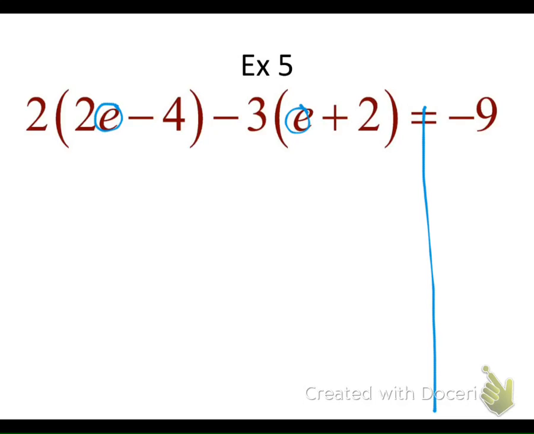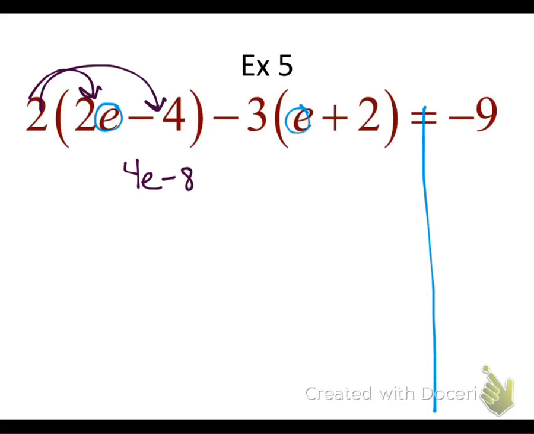When you simplify your equation, the first thing you ask yourself is, can you distribute? Which we already know, yes we can. So we're going to start distributing, working our way from left to right. So my first part I'm going to distribute is my 2 times 2e, which would equal, what, Darius? 2 times 2e. 4e. And then I would distribute 2 times negative 4, which would equal? Negative 8. There you go, negative 8.